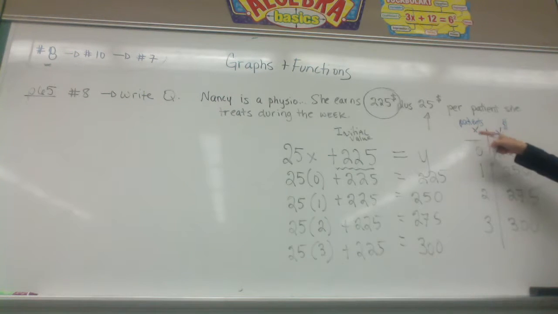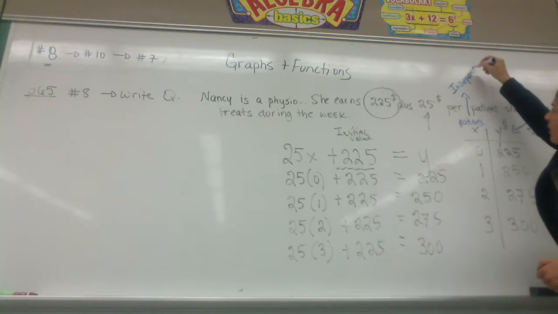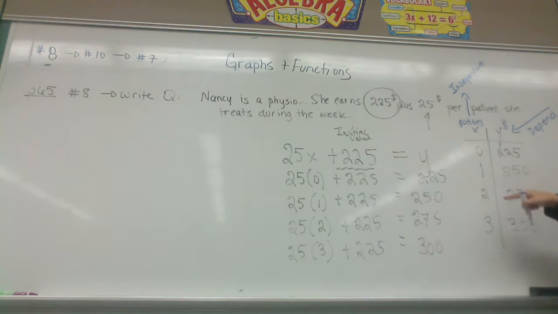Now, which one is independent and which one is dependent? Well, the y will always depend on the x. So the y is dependent on the x, which happens to be independent. So depending on how many patients I have, that's how much money I will make. So these ones are independent, where these ones are dependent on the x.